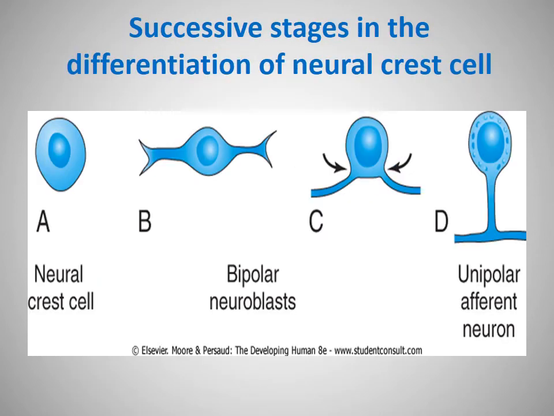Now you can see here how the neural crest cells differentiate into unipolar neurons and bipolar neuroblasts. At first they are rounded structures, then they give off processes to form the bipolar or unipolar afferent neurons.